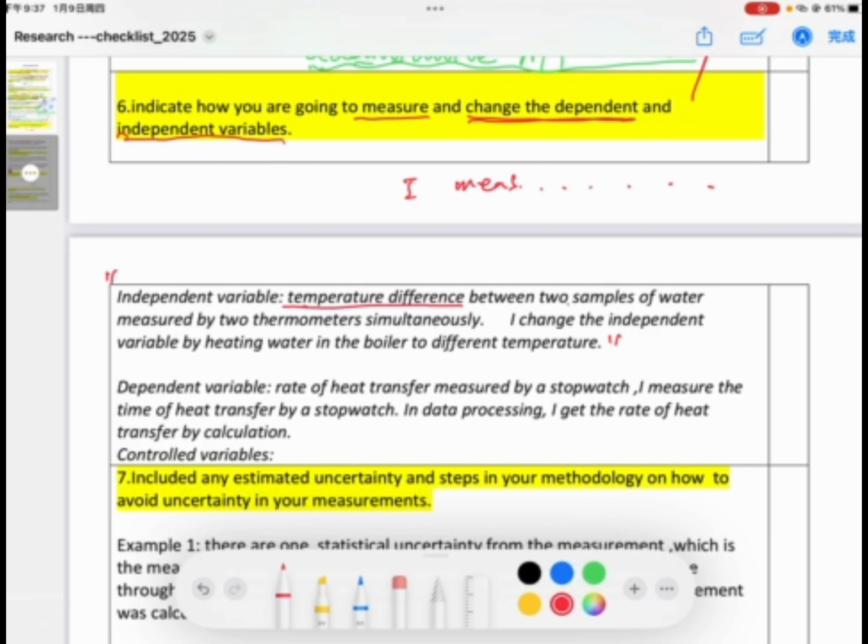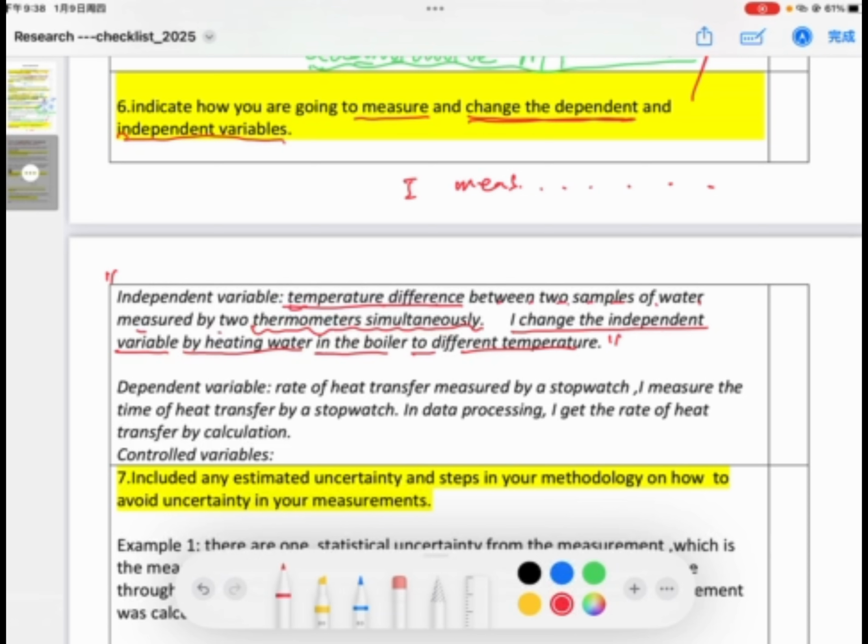But to make it more specific, you can change the word or sentence into: I change the independent variables by heating water in a boiler to different temperatures, and then the temperature difference between 2 samples of water is measured by 2 thermometers simultaneously.